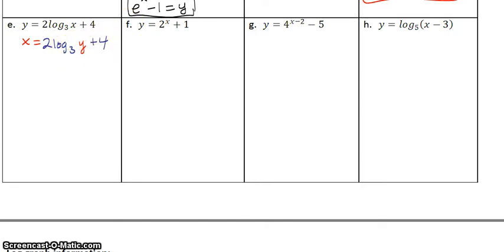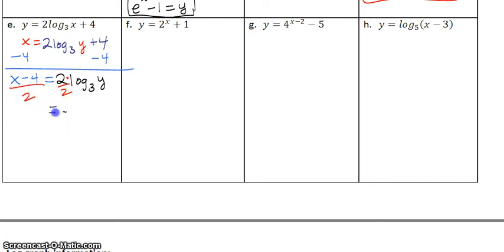So ideally I want to get rid of this plus 4 first if I can. And when I say if I can, this time I can because it's not locked inside of a parentheses. If it's locked inside a parentheses, that's when you can't get rid of it first. Now I have this, and notice the 2 is still outside. The 2 is not with the log yet. It's not in a parentheses or anything, so I can get rid of that as well by dividing.